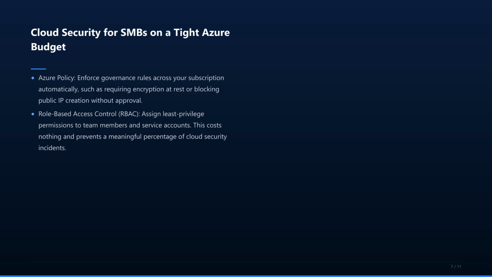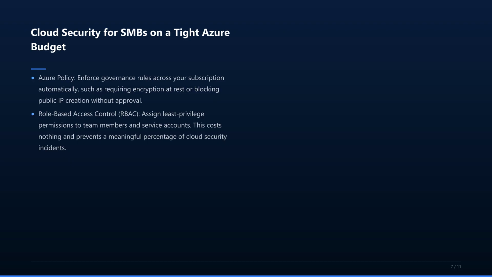Microsoft Entra ID, formerly Azure Active Directory, multi-factor authentication for up to 50,000 users, is available on the free tier. MFA is the highest impact security control most SMBs can implement. Azure Policy: enforce governance rules across your subscription automatically, such as requiring encryption at rest or blocking public IP creation without approval. Role-based access control, RBAC: assign least privilege permissions to team members and service accounts. This costs nothing and prevents a meaningful percentage of cloud security incidents.